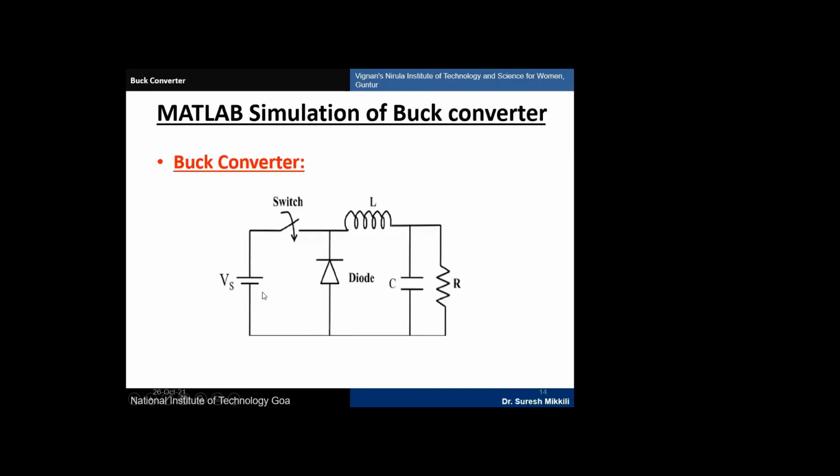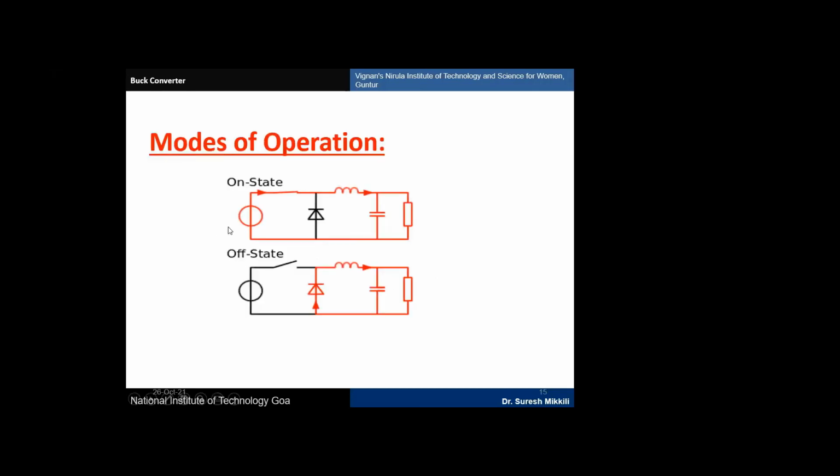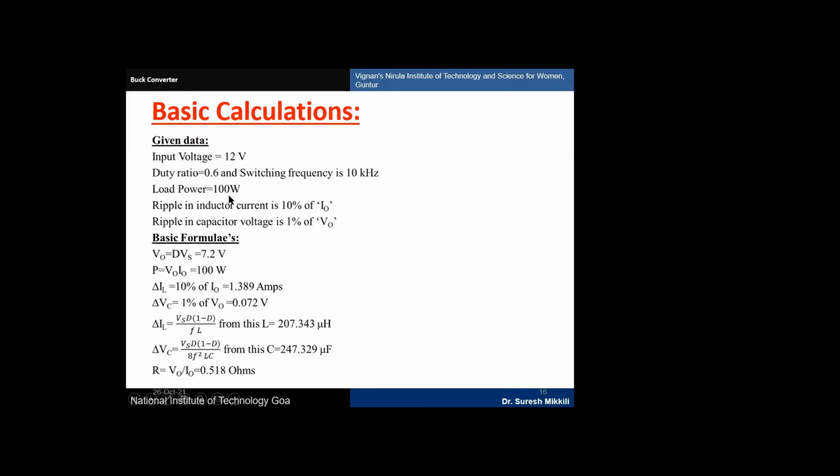So for the circuit, we are having voltage source, diode. Here the switch, a diode or thyristor can be considered, and we have considered inductor, capacitor, and resistor. Now what happened? I'm deciding the input voltage and output voltage, and the ripple factor required in the voltage and current. So input voltage is 12 volts, output voltage will be 7.2 by considering duty ratio of 0.6. So load power is given to you. This is the given data.